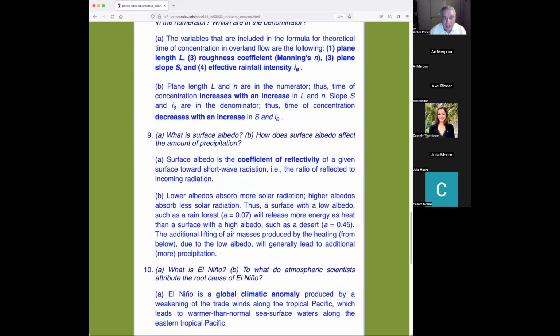What is surface albedo? How does surface albedo affect the amount of precipitation?